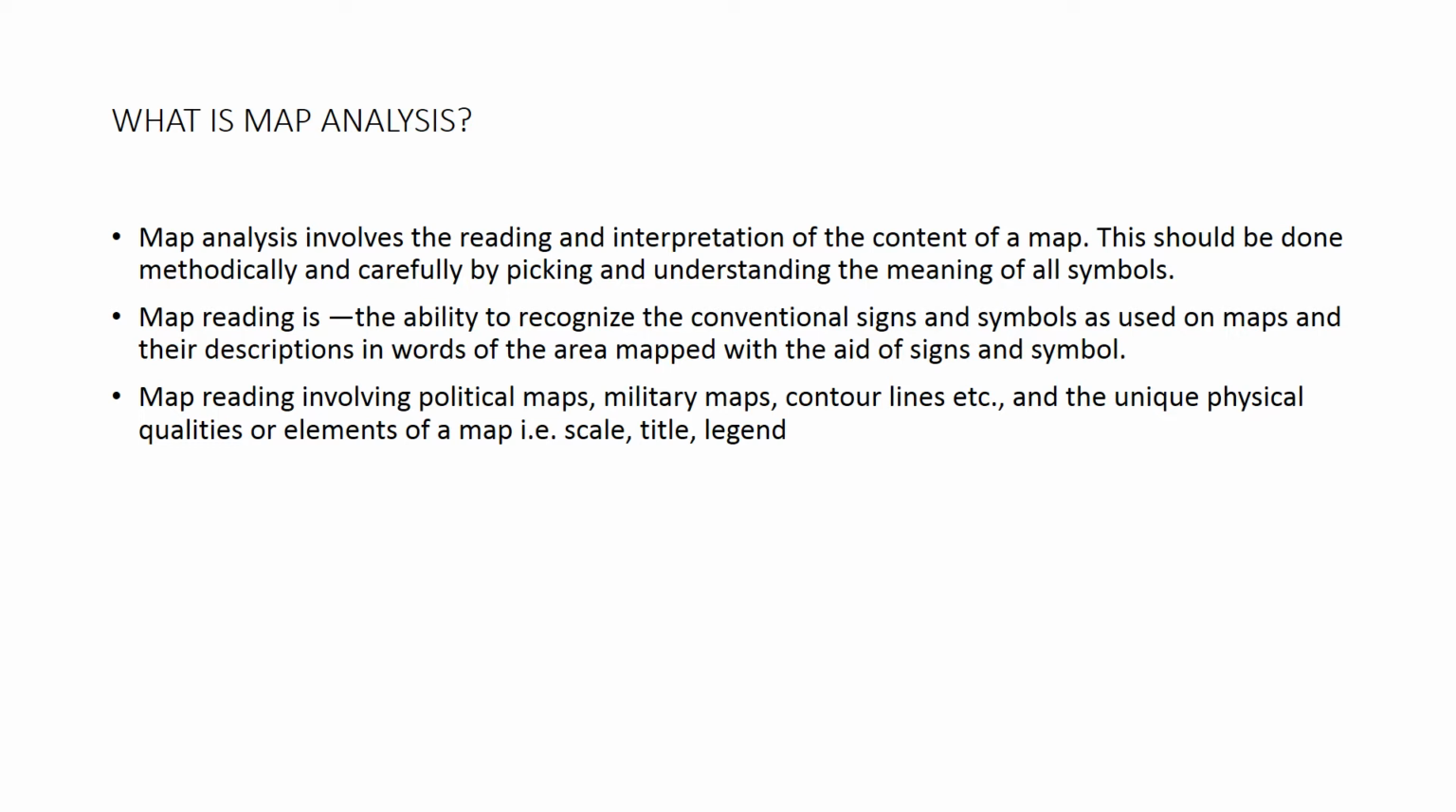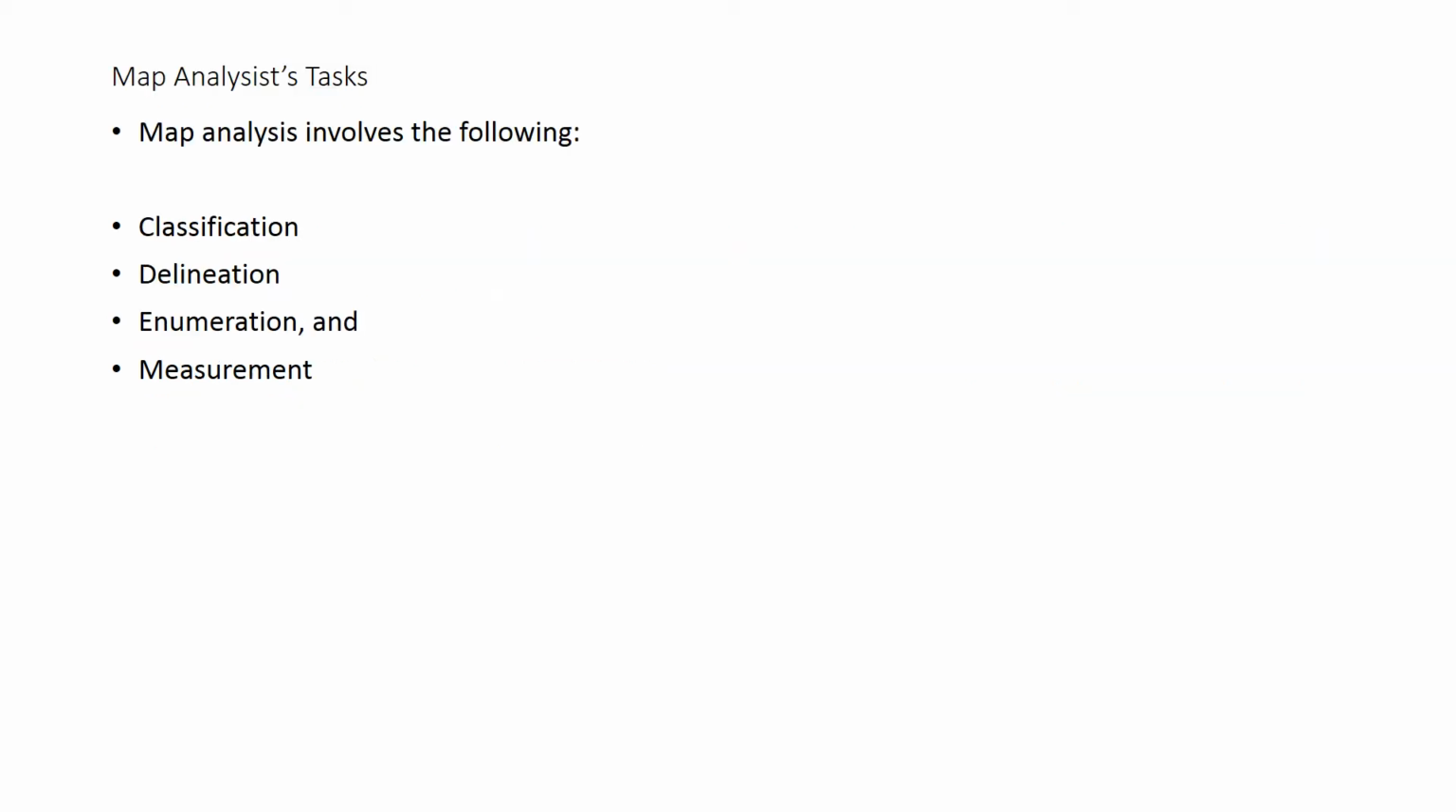Number 2, critically look at the symbols. Once we know the symbols very well, we can go ahead to interpret. Okay, number 3, what are the scales? Scales of the map. We must know them, and of course the orientation of the map is important. So for the map analyst, he or she will be involved in classification, delineation, enumeration, and measurement.